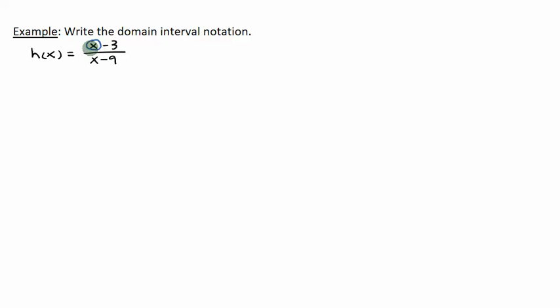This x on top, I can plug anything into that guy, because I don't care what my numerator is in a fraction. But my denominator is where I have an issue. So I'm trying to figure out, are there any values that I don't want to plug in for this x? Okay, so if I were to look at my number line, I do not want my denominator to be 0.